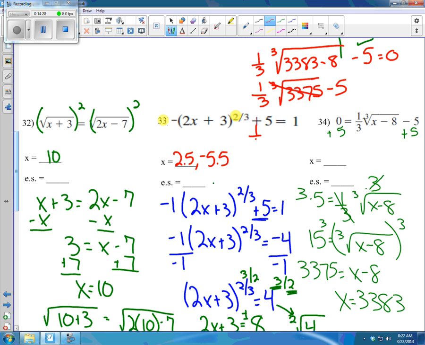So here we go. And then 1/3 of 15 is 5, and so 5 minus 5 is 0. That works. So my answer works. This 3,383 is the solution. It's not extraneous. And let's finish up with our 2 word problems.